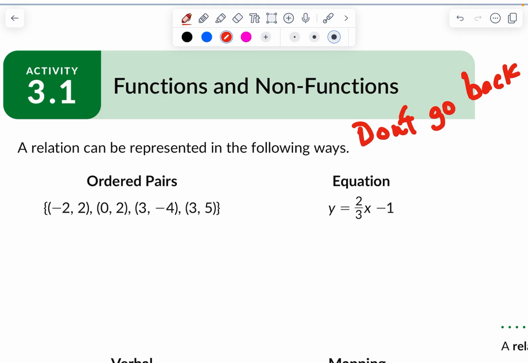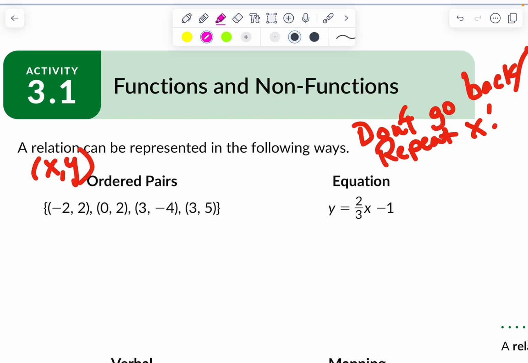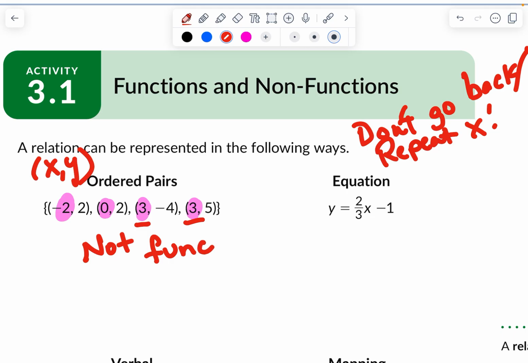Don't go back to your X's. Don't repeat your X's, okay? When you're looking at ordered pairs, X, Y, I am just going to go through and look at my X's. -2, 0, 3, 3. Uh-oh, I have repeated my X's. This is not a function because it repeated the X's, okay?